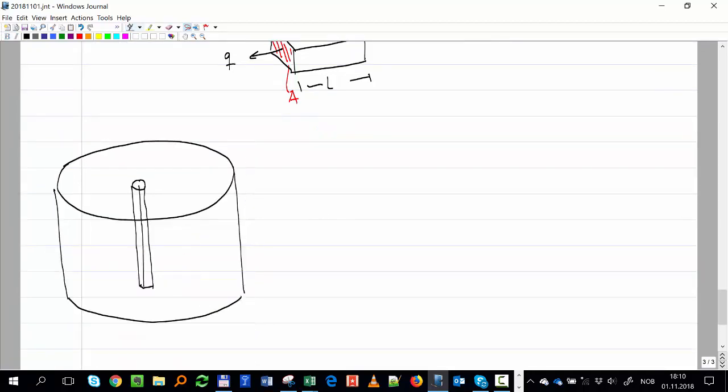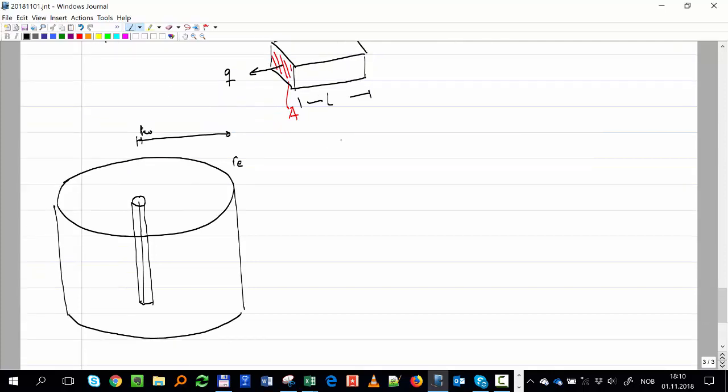Here I have RE, measured from here, and here I have RW, the radius of the wellbore, also measured from the center. And the equation in that case is Q over A, actually dA, will be equal to K over viscosity times dP over dR.